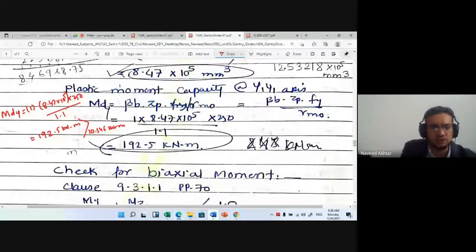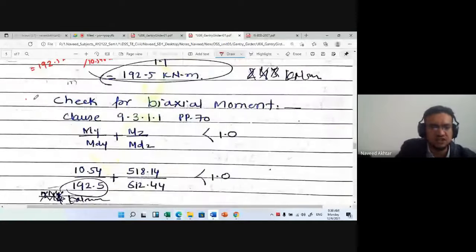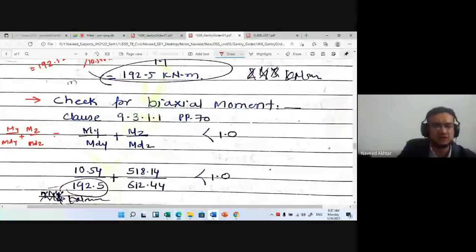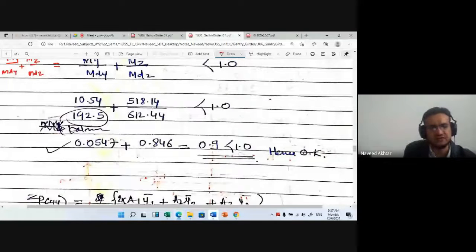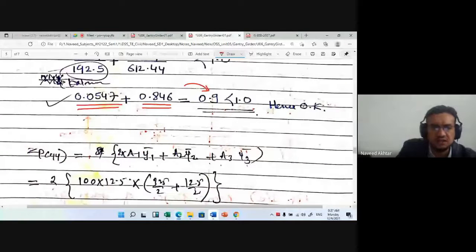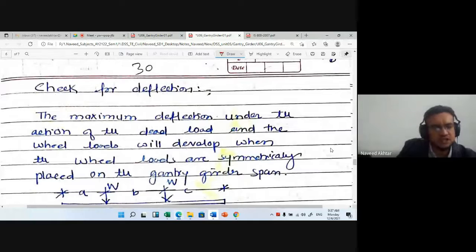Now you have to check the interaction equation again, that is check for the biaxial moment. So to check the biaxial moment, MUY upon MDY plus MUZ upon MDZ. This value should be put in, and it should be less than one. Then we get about 0.5 plus 0.8, that is approximately 0.9, which is less than 1. Then we can say that our crane girder section is okay. So this is the thing that we can find out.